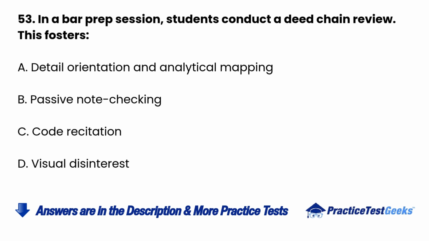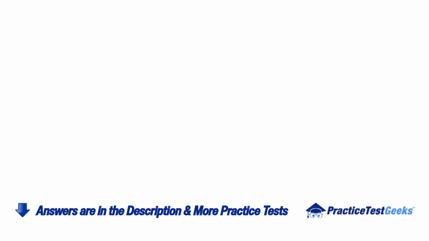53. In a bar prep session, students conduct a deed chain review. This fosters A. Detail orientation and analytical mapping. B. Passive note checking. C. Code recitation. D. Visual disinterest.